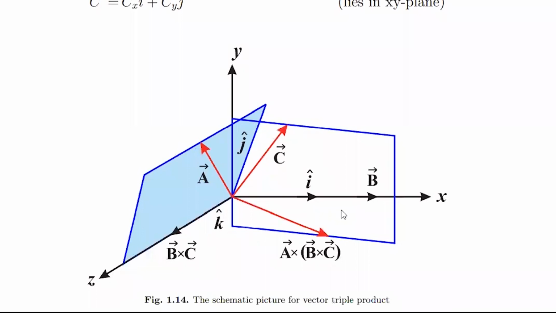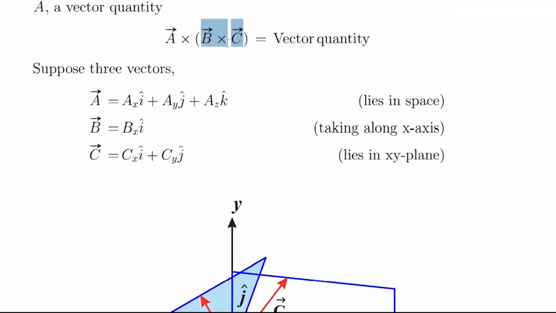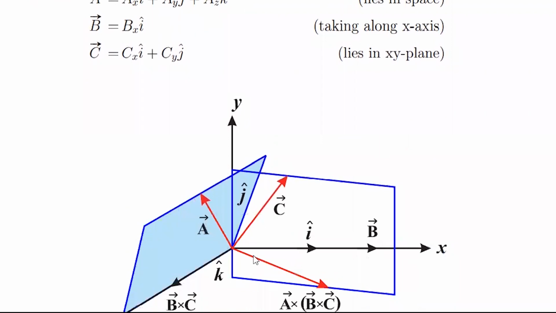Here is a diagram to explain these two crosses. For example, first of all, we will describe axes X, Y, and Z. A plane is drawn between X and Y, and another plane is drawn between Y and Z. So first of all, we will try to explain B cross C. To make the product of B cross C, B has only one component, that is known as Bx.